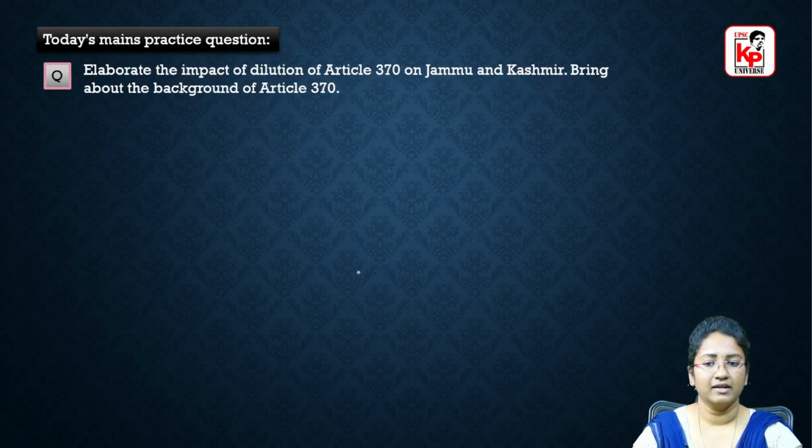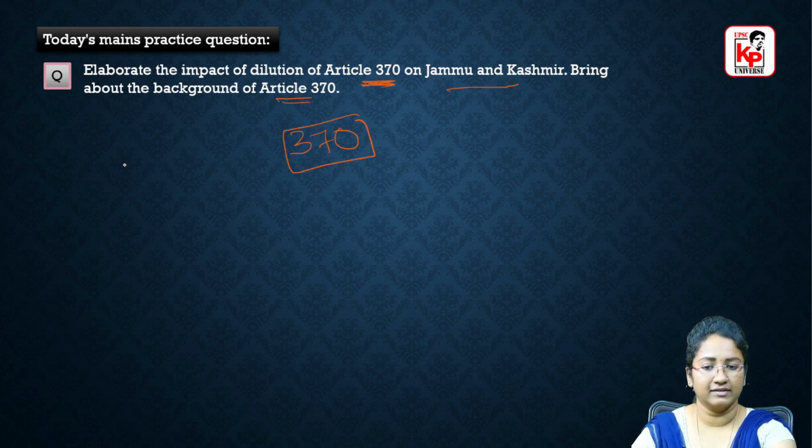And coming to the mains practice question: elaborate the impact of dilution of this Article 370 on Jammu and Kashmir, and bring about the background of Article 370. So what would be the impact? Before going into the impact of the dilution, first of all we have to know what Article 370 is. So we'll first discuss Article 370 and we'll get back to the impact of dilution.